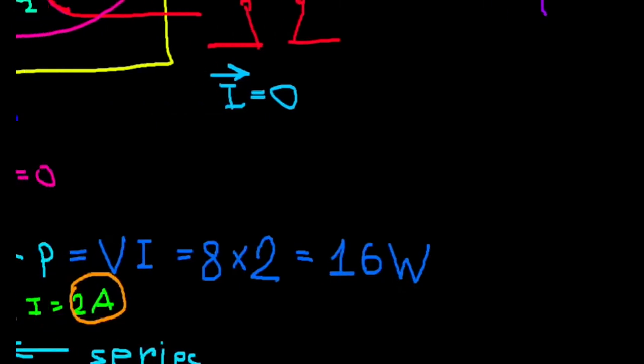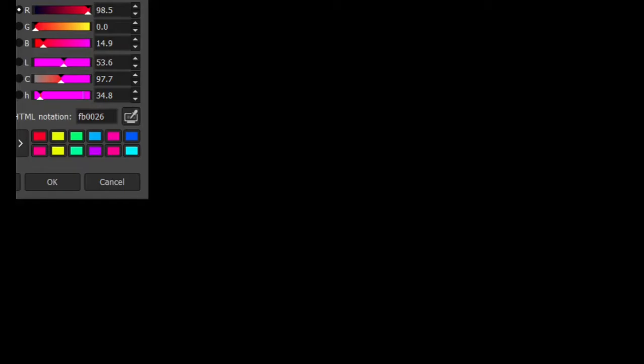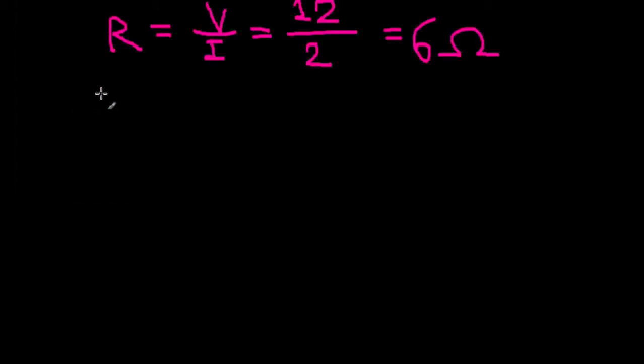Get series combination. Let's do the same thing for the parallel combination. So let's see which side this is. Okay, here. Now same thing as before. Let's look at parallel combination of resistors.